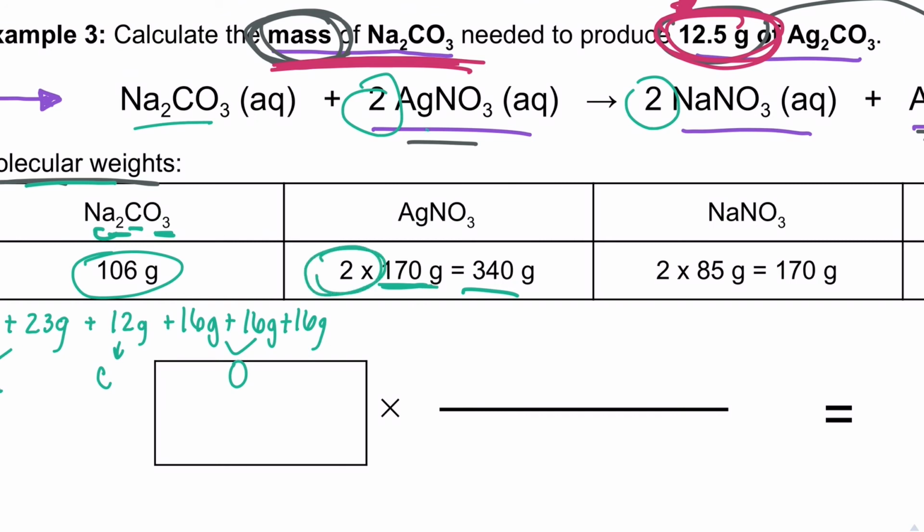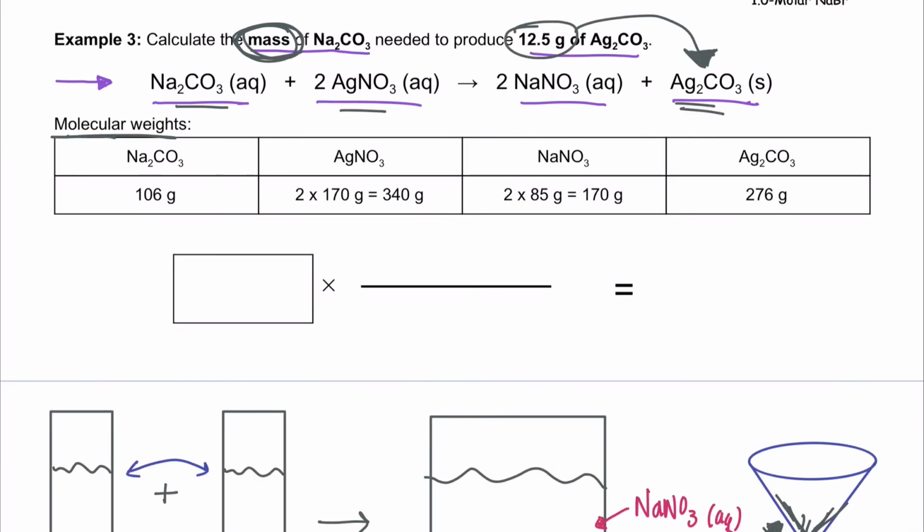So AgNO3 gets a multiplier of 2 because we've got a coefficient of 2. And sodium nitrate also has a coefficient of 2, so you multiply that by 2. Now with these molecular weights, we can derive a conversion factor. Because this is a weight recipe, 106 grams of sodium carbonate are needed to make 206 grams of silver carbonate.